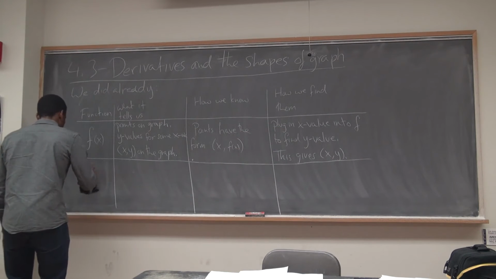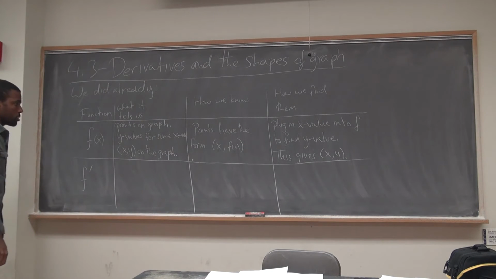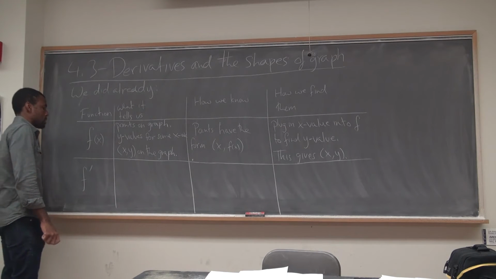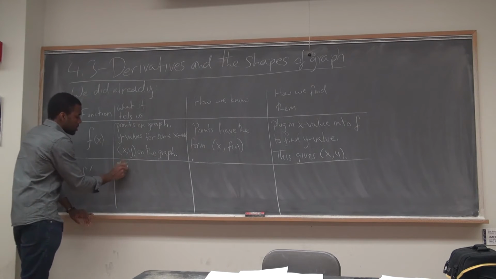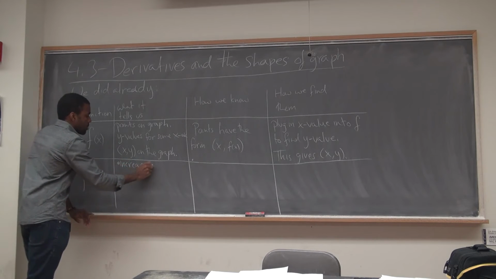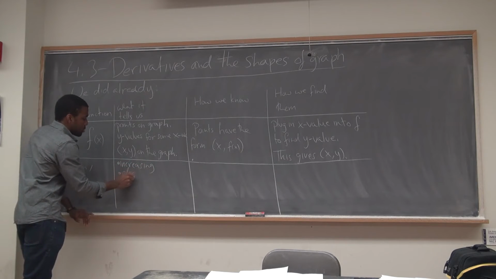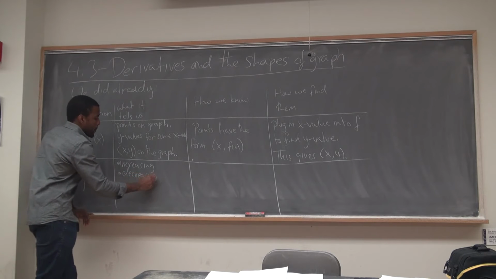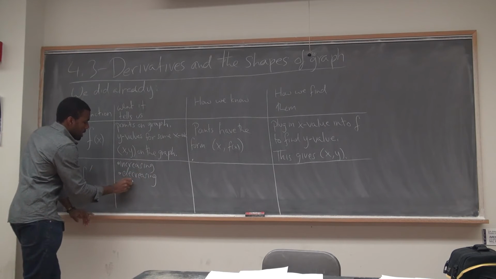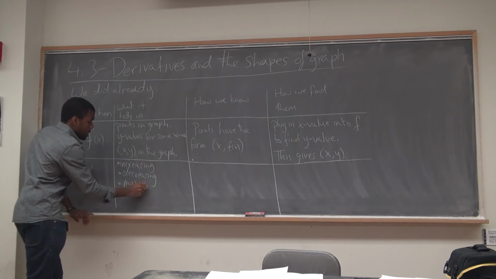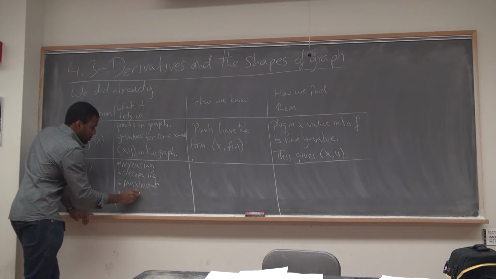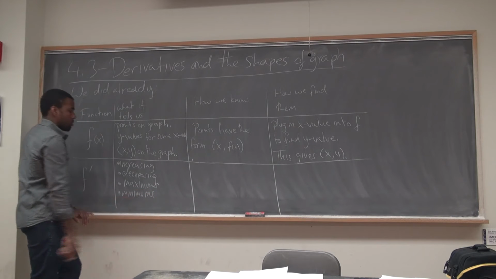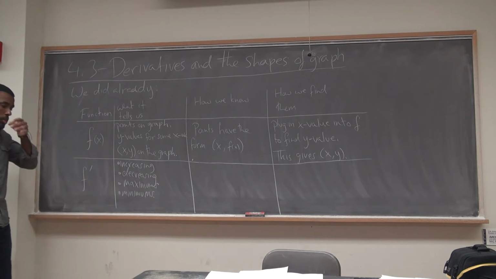F prime, the first derivative, also gives you specific things. What does it tell us about? It tells you about increasing. It tells you about decreasing. It tells you about the locations of maximums and minimums, which is what we did yesterday. That's what the first derivative tells you about.